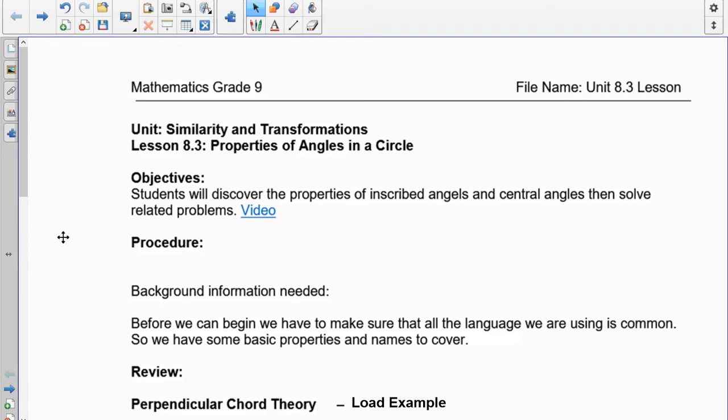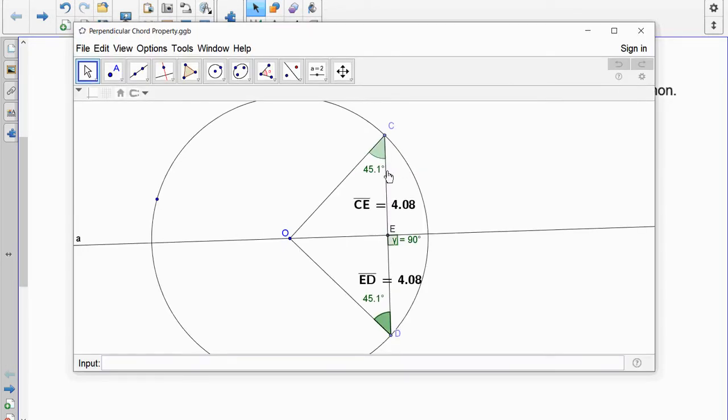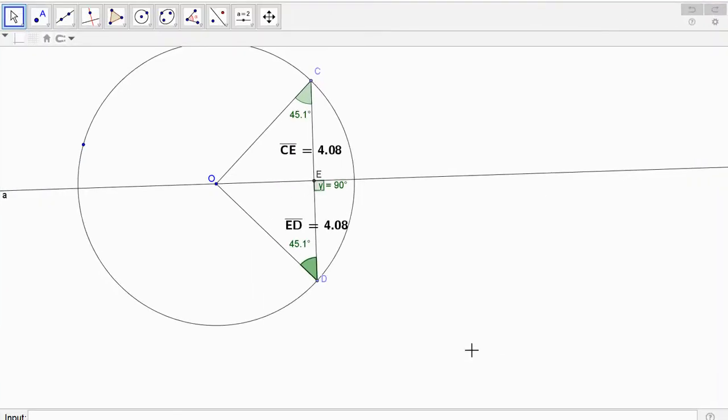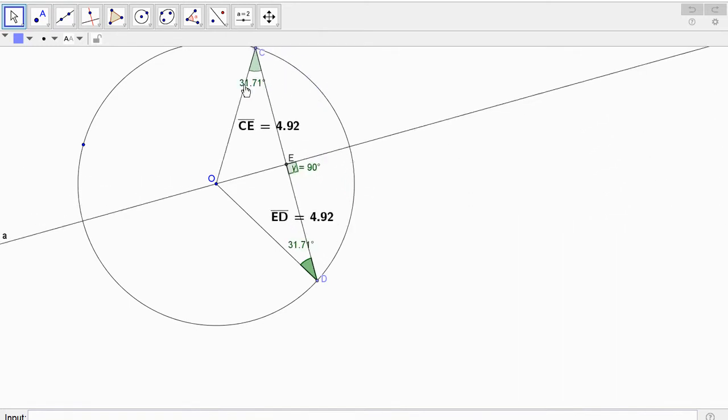So let's get started. First off, before we begin, let's start with the perpendicular chord theory. Now, this theory states that if this angle here is y, then this length here and this length here will be equal. Now, watch what happens as I start moving things around here. Look at the lengths of CE and ED. See how they're always the same?